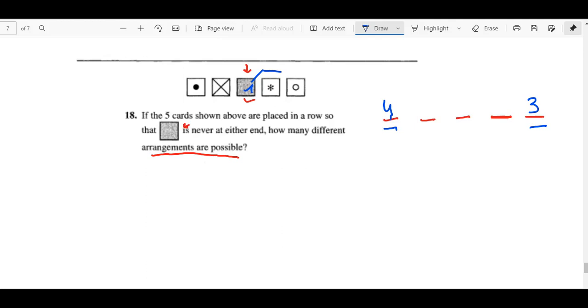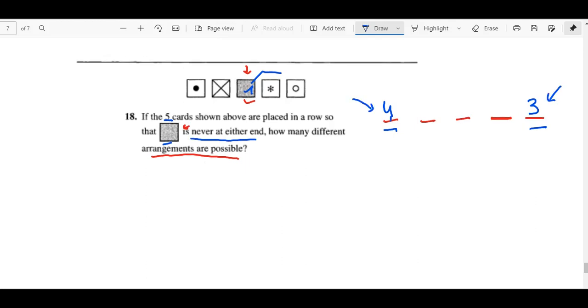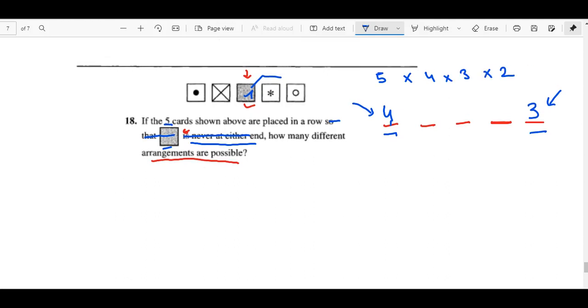Okay. Total number of cards is 5, right? And obviously we have 5 positions. So the condition is that if the 5 cards shown above are placed in a row, this card is never at either end. By either end, they mean this position and this position. If the question was only, if the 5 cards shown above are placed in a row, how many different arrangements are possible, what we do is count the number of cards. We have 5 cards, so we do 5 into 4 into 3 into 2 into 1.